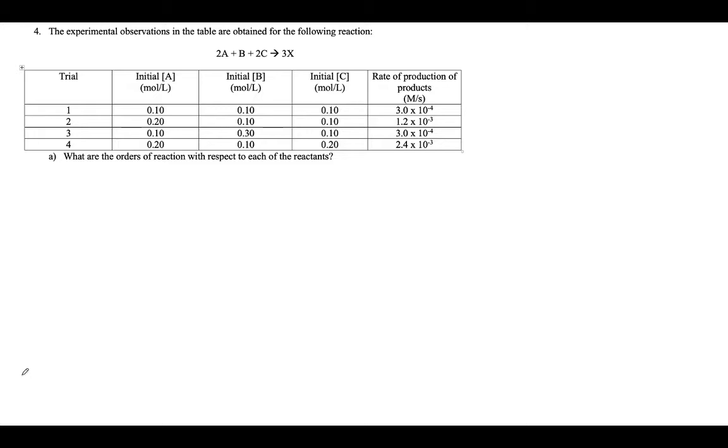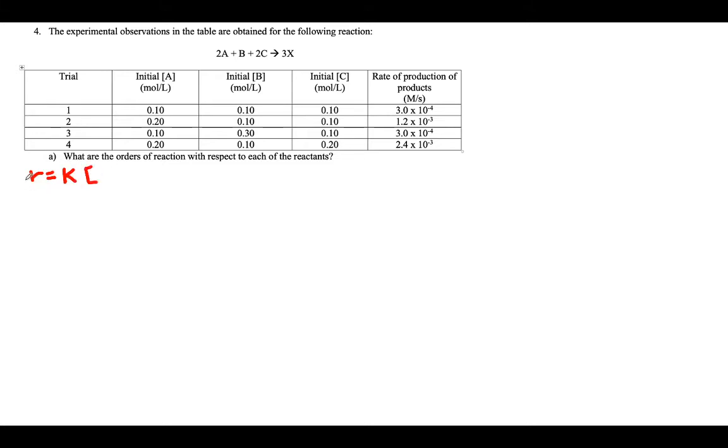So in a question like this, you're given the reaction up at the top, and you're given 4 different trials, each giving you the initial concentration of each of those reactants, as well as the rate of production. So there's 4 different trials here. And based off of this information, we are asked to find the order of reaction with respect to each of the reactants. So essentially what we are doing is finding how the reactant affects the rate of production of the products. In order for us to do that, we have to first write a rate law expression.